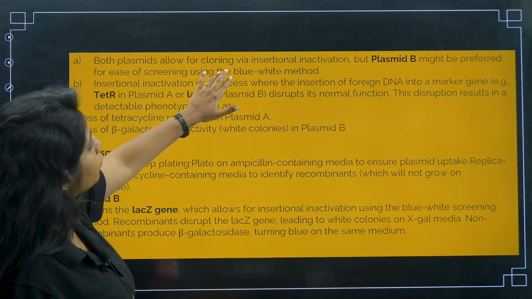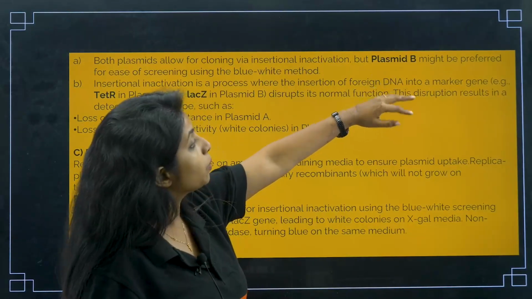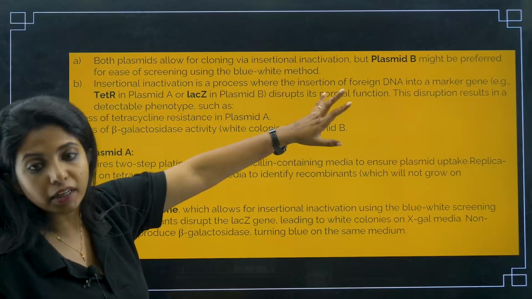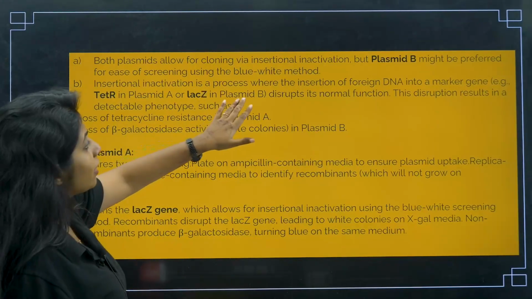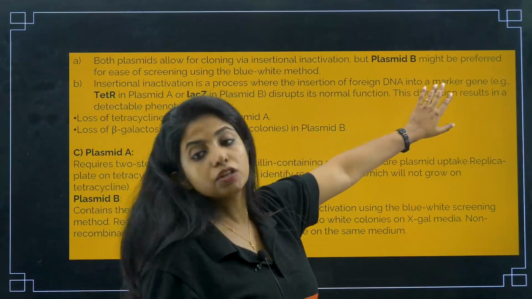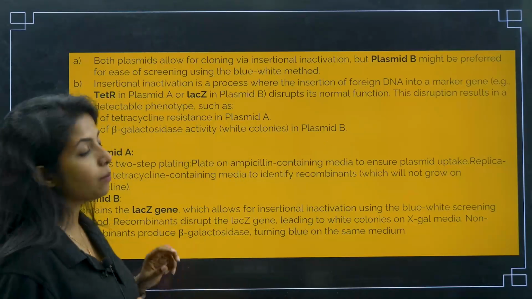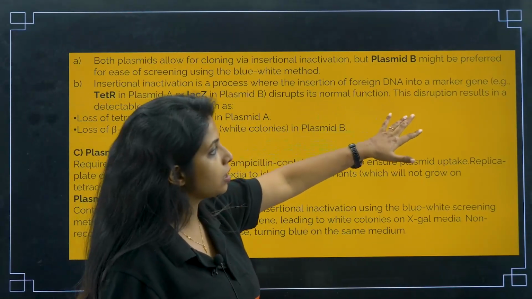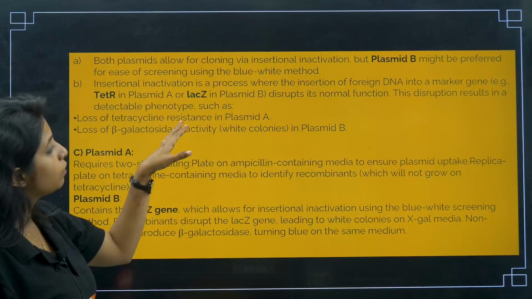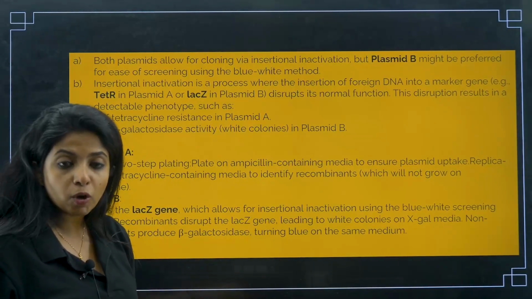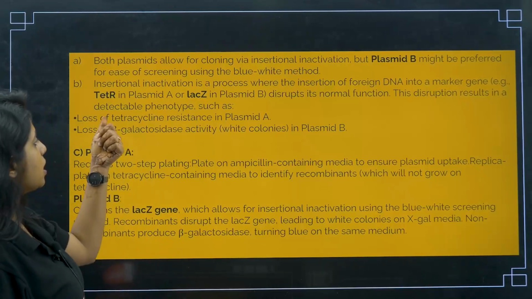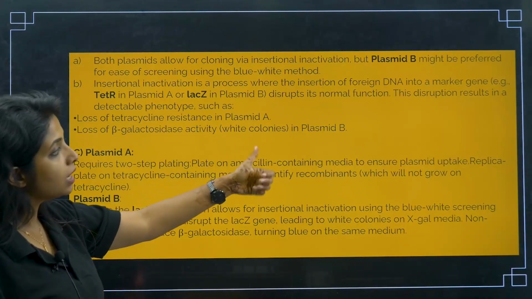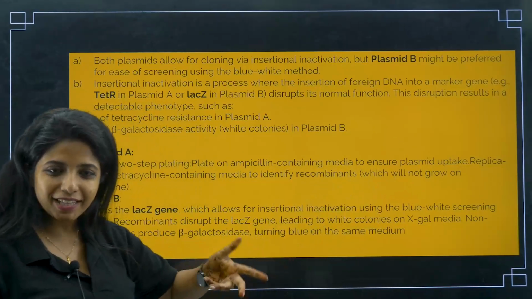Both plasmids allow for cloning via insertional inactivation, but plasmid B might be preferred for the ease of screening using the blue-white method. I told you. Now, insertional inactivation is a process where insertion of foreign DNA, that is the gene of interest, into the marker gene, for example tetracycline in plasmid A or LacZ in plasmid B, disrupts its normal function. This disruption results in a detectable phenotype. Okay, it will make it inactive, such as loss of tetracycline resistance in plasmid A or loss of beta-galactosidase activity in plasmid B. Either way, it can happen.